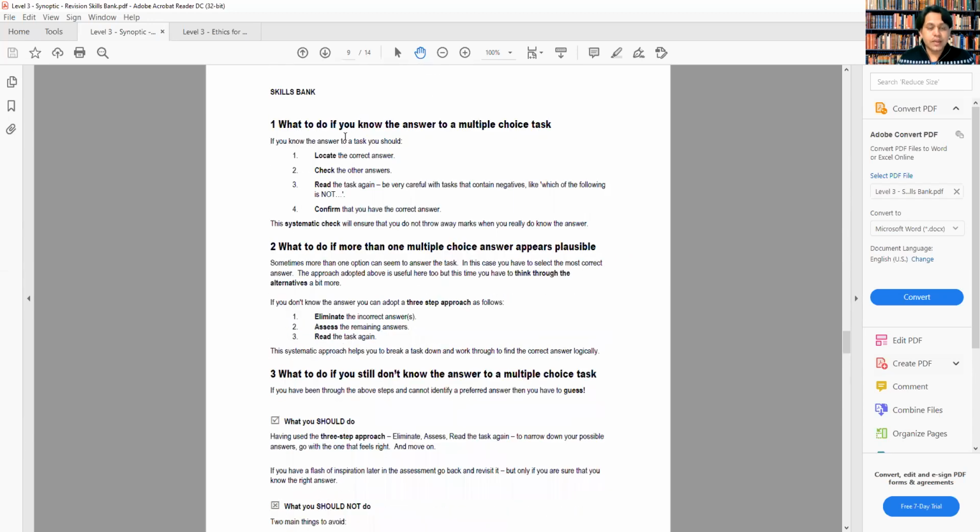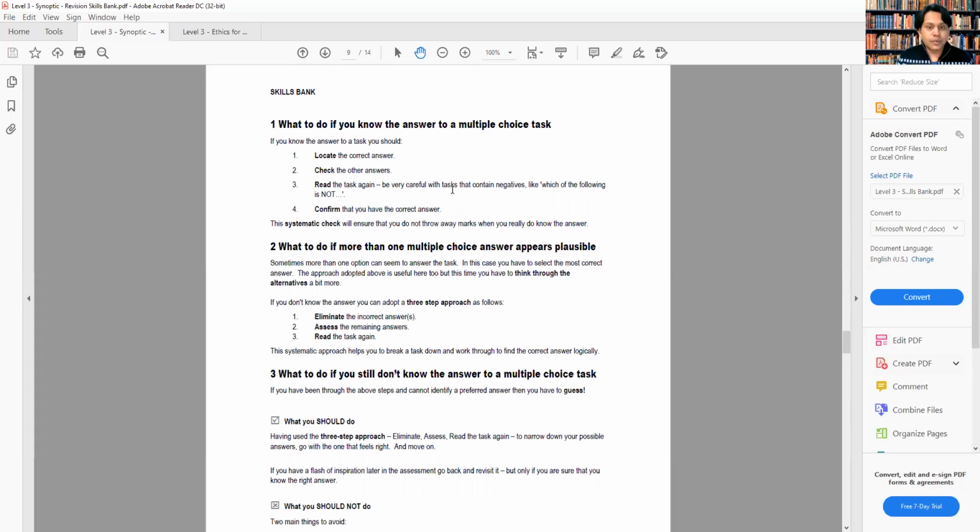What to do if you know the answer in a multiple choice question. So if you open a question and you see, oh, I know the answer, what will you do? If you know the answer to a task, you should locate the correct answer. So out of 1, 2, 3, 4, you said, oh, C is the right answer. So you locate your answer. Check the other answers. Make sure you don't just see the right one and go for that. You look at the other three answers as well. So you look at your answer first, the right one, then you also look at the other three answers that are not the right one. Read the task again.